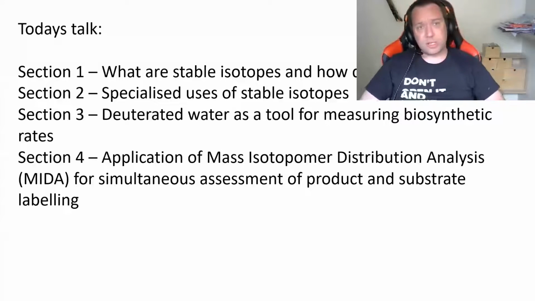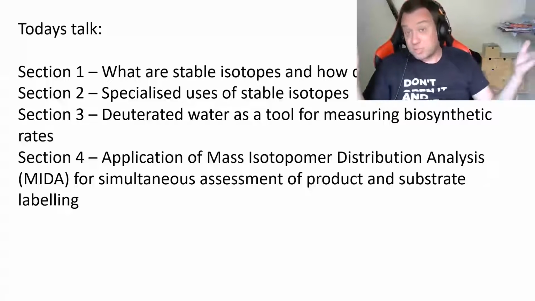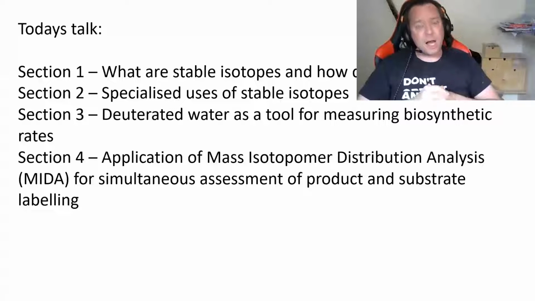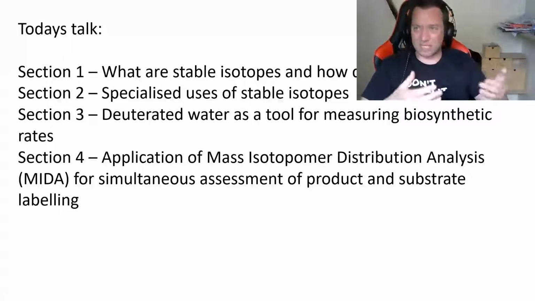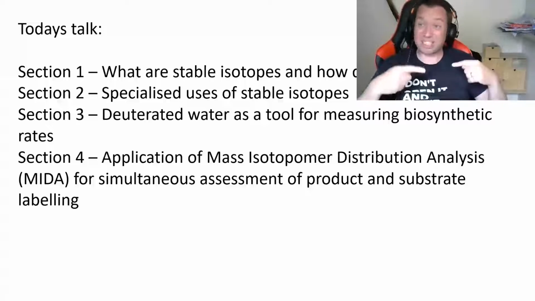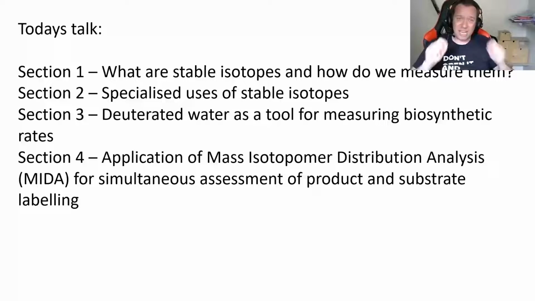In the talk, we're going to talk about what stable isotopes are and how we measure them. I'm going to talk about some very specialized uses of stable isotopes, which are really the most basic ones. That's what we got started with, but they're actually some of the most commonly used in animal metabolism. I would argue they're the most common ones of the simplest applications.